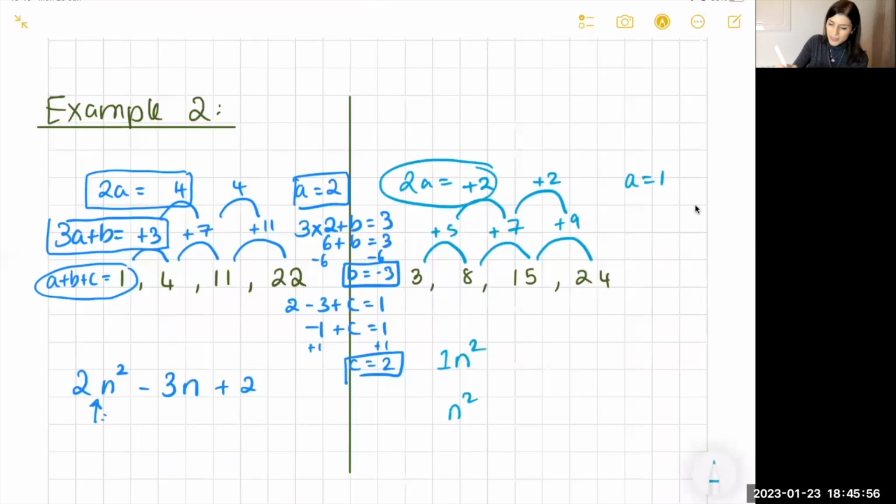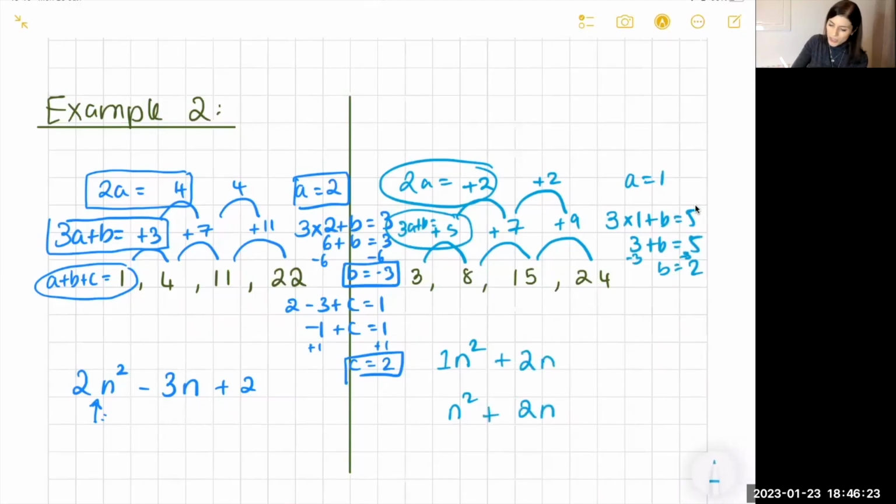And then the next equation would be 3a plus b is equal to 5. So you do 3 times 1 plus b is equal to 5. 3 plus b is equal to 5. b is equal to 2. You subtract 3 from both sides.